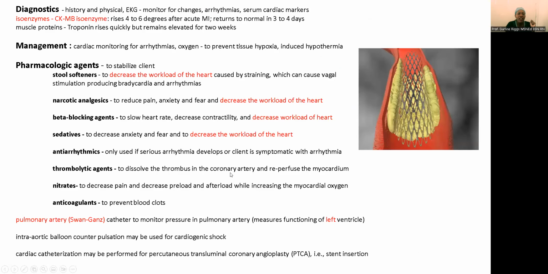Okay. All right. How do we diagnose this? We've already talked about the CK-MB. So in addition to that, don't forget the troponin, right? We're going to use those to diagnose this condition, okay?